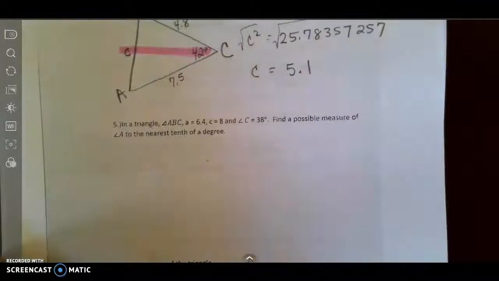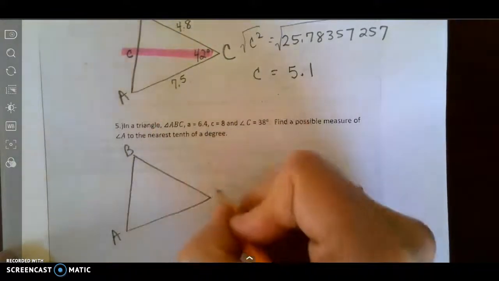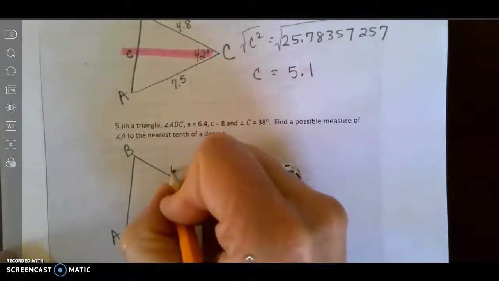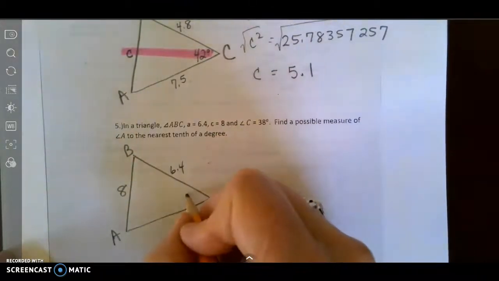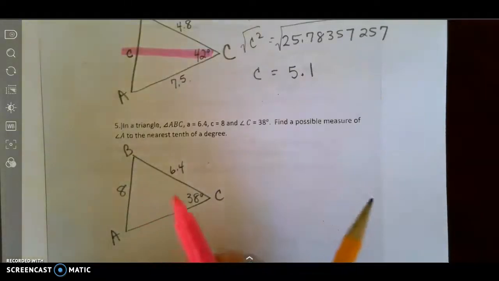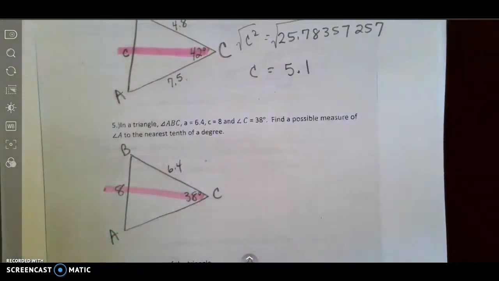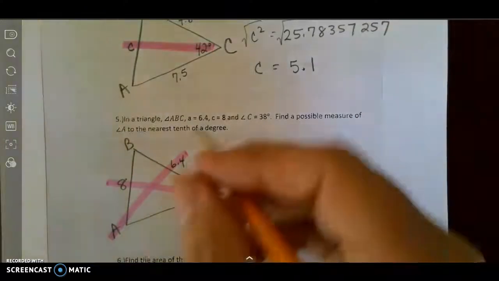Number 5, in a triangle ABC, side A is 6.4, side C is 8, and angle C is 38 degrees. So for this one, since I don't have side angle side or side side side, I'm going to use law of sines. I'm looking for angle A, so I can use law of sines.